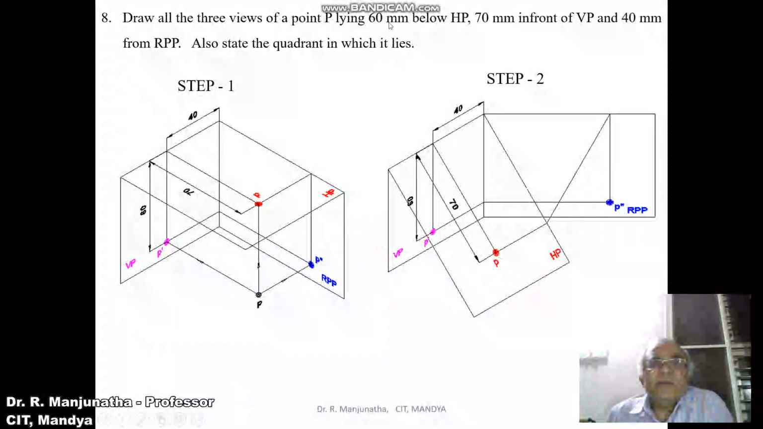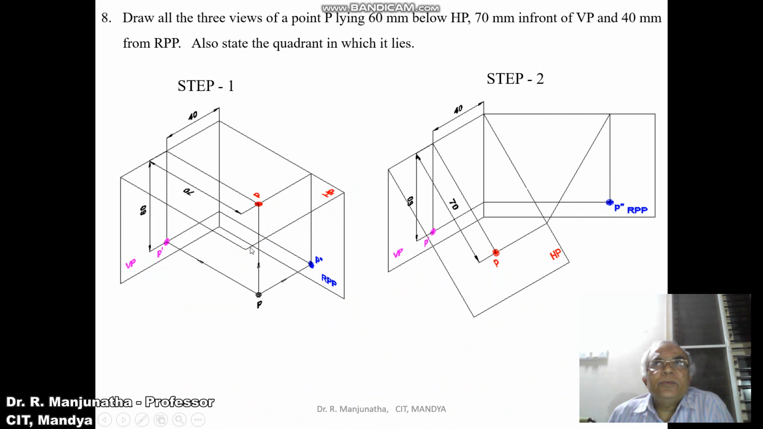So the condition is 60 mm below HP, 70 mm in front of VP and 40 mm from RPP. Also state the quadrant in which it lies. Here, if I want to see the image in the vertical plane, then I have to look from the front view. The front view is perpendicular to the vertical plane, so the image which can be seen will be in the VP. When you look from the top view, we can see the image on the horizontal plane because the top view is perpendicular to the horizontal plane.